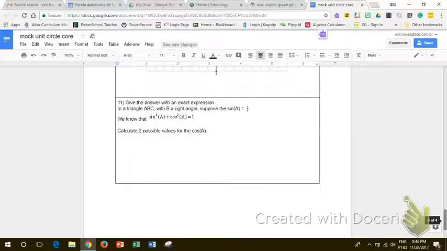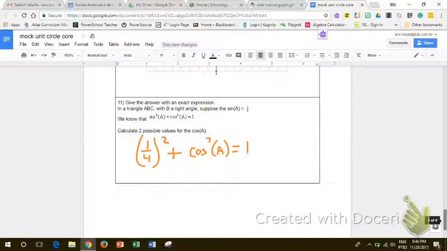So, we're going to use our Pythagorean identity. And that is sine squared plus cosine squared equals 1. So it tells us the sine of theta, or sine of A, equals 1/4. So what we're going to do is plug in that 1/4, and we're going to square it. So the sine is 1/4 squared. Do we know what cosine is? We don't. So I'm going to leave it cosine squared theta, or A, equals 1.